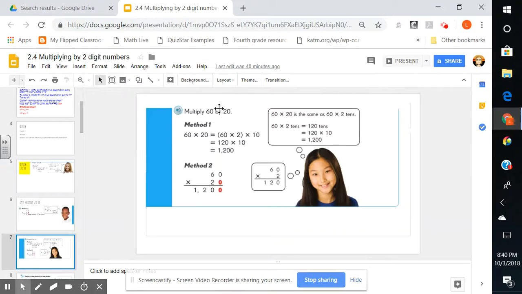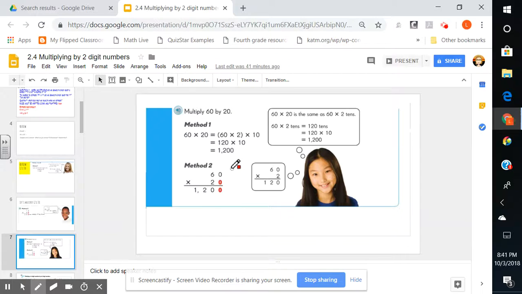Do this one in your notebook, 60 times 20. Again, we can break apart one of these. So we'll have 60 times 2 times 10. And then underneath, 60 times 2 we know is 120. And then 120 times 10 we know is 1,200. There's a 0 in the 120. There's a 0 in the 10. You can just tack on 2 zeros.